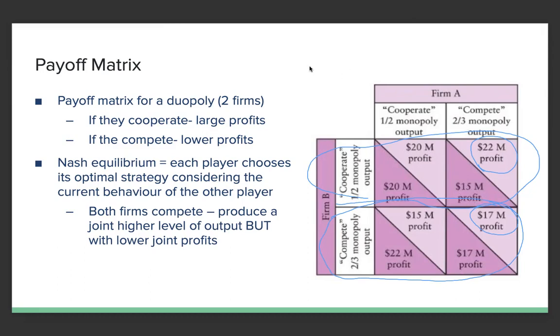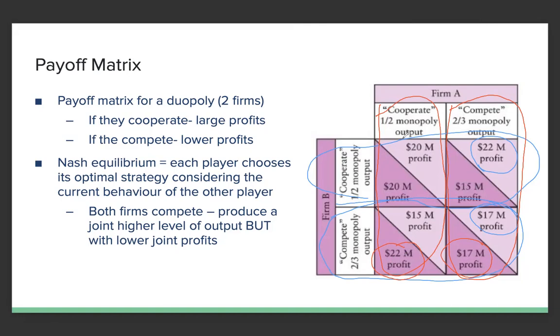Similarly, now let's look at firm B's decision. If firm A decides to cooperate, then firm B's best choice out of 20 and 22 million would be 22. So firm B decides to compete. And similarly, if firm A decides to compete, then again, firm B's decision would also be to compete because 17 is better than 15 million.